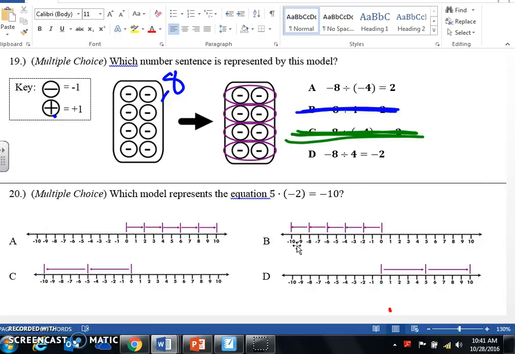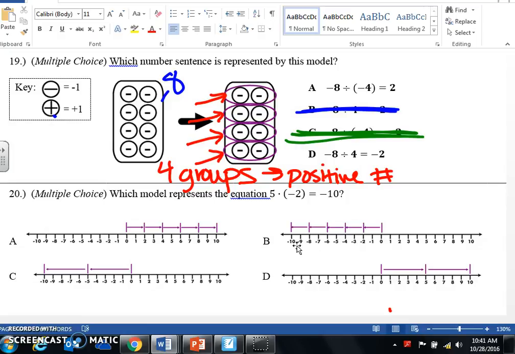I've got it down to a 50-50, which is true. Now this is how you do these. You count how many groups there are. There are 4 groups. The number of groups is always the positive number. So I know that 4 needs to be positive. And look, here 4 is, and it's positive. So my answer is D.